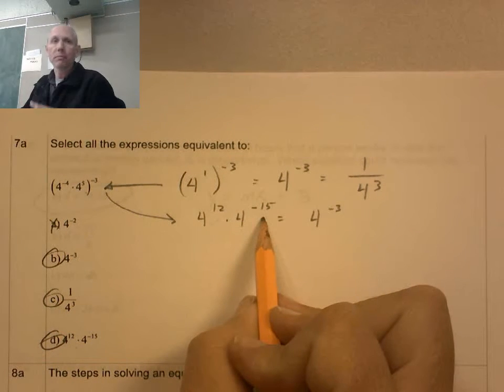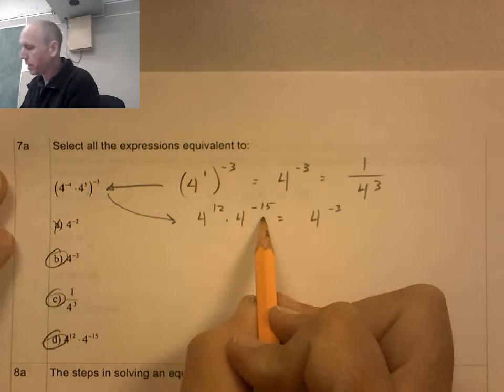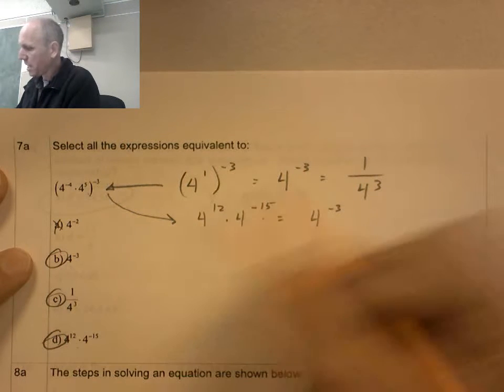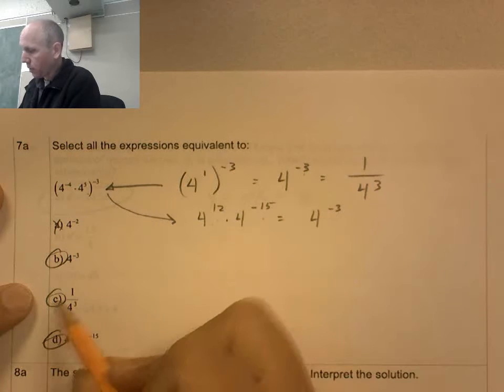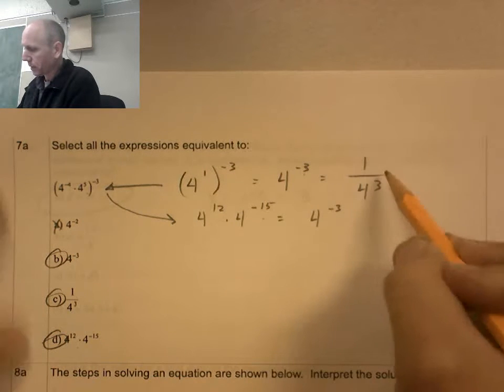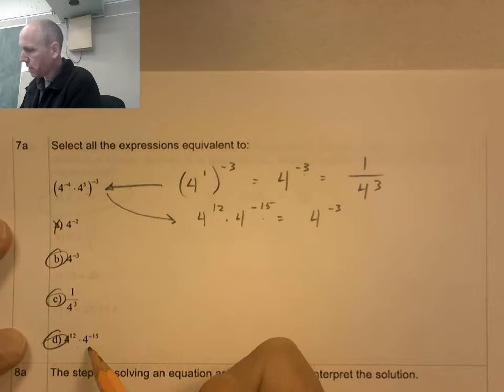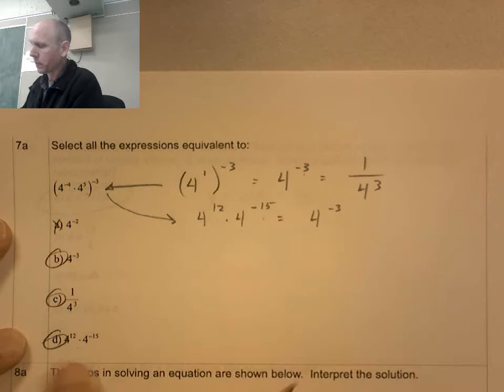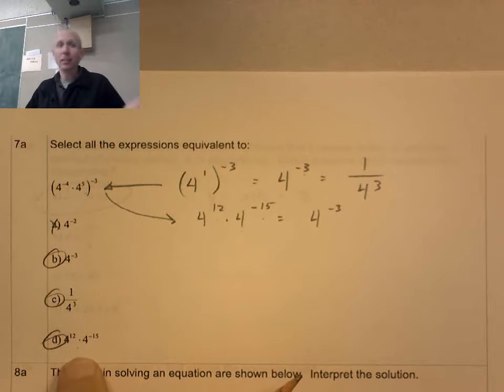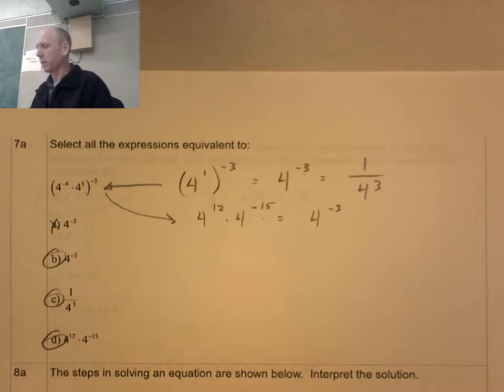So here are all the different iterations of this. Let's try to match it up. So 4 to the negative 3, yeah, that matches up with something I had. 1 over 4 to the 3rd, there it is. And 4 to the 12, 4 to the negative 15. I got that because it looks like distribution, but it's not distribution, that piece.